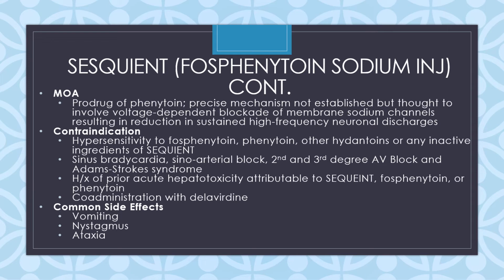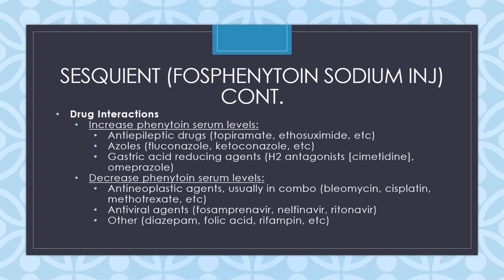Common side effects seen in the pediatric population are vomiting, nystagmus, as well as ataxia. In terms of drug interactions, there are two categories you can separate this into: drugs that increase phenytoin serum levels and drugs that decrease phenytoin serum levels. The ones that increase are anti-epileptic drugs such as topiramate and ethosuximide. Some common azoles that you can see are fluconazole, and gastric acid reducing agents such as omeprazole and cimetidine.